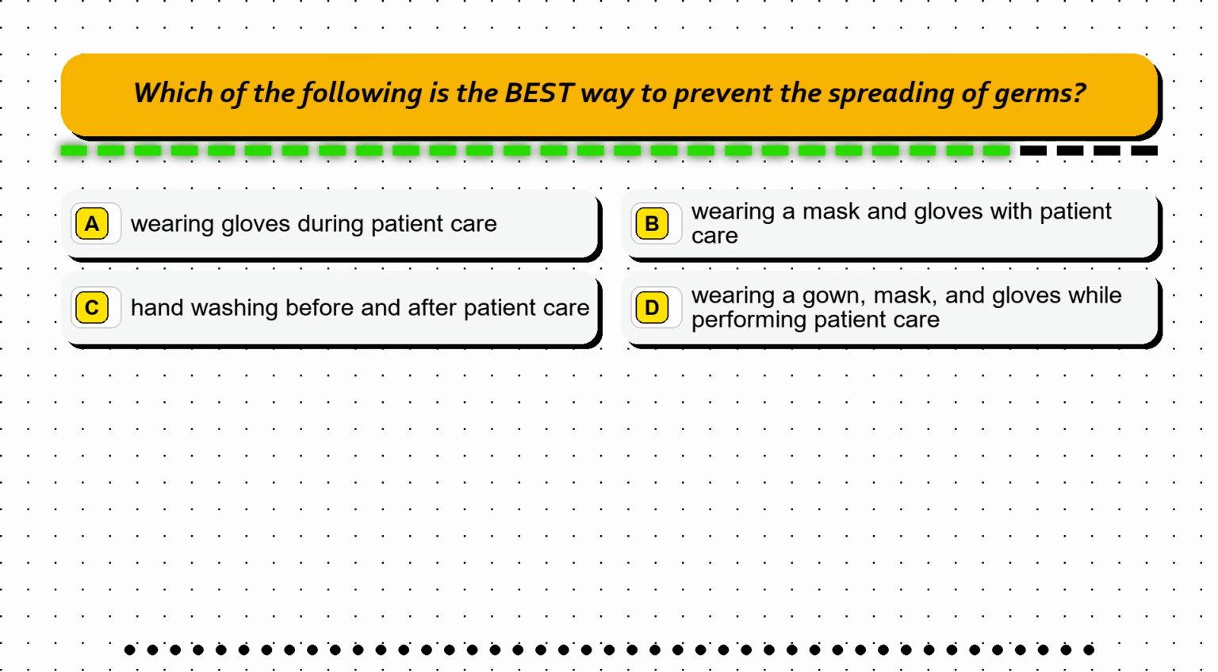Question 25. Which of the following is the best way to prevent the spreading of germs? Option A, wearing gloves during patient care. Option B, wearing a mask and gloves with patient care. Option C, hand washing before and after patient care. Option D, wearing a gown, mask, and gloves while performing patient care.